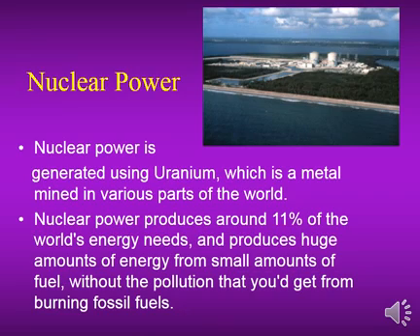So basically nuclear power is generated by uranium, and uranium is a metal which is mined in various parts of the world. Then this uranium is processed through different processes, and eventually it gives a lot of heat, and then the same procedure which is done with fossil fuels is followed, so that eventually electricity is produced. The same thing is done with uranium, but we call it nuclear power, and it produces almost around 11% of the world's energy needs, and produces a huge amount of energy from small amounts of fuel.